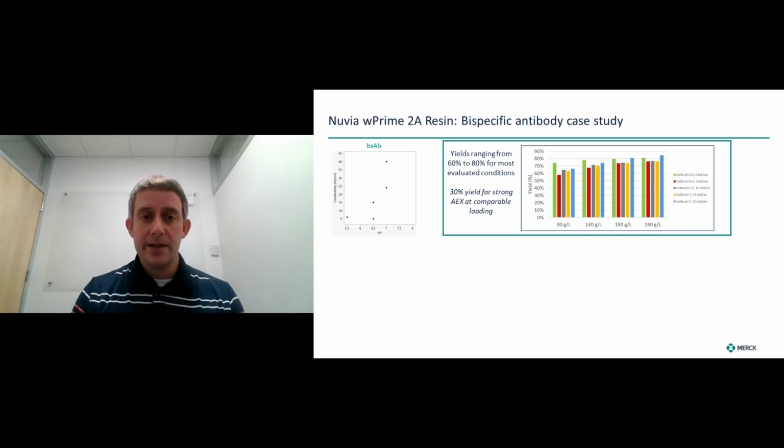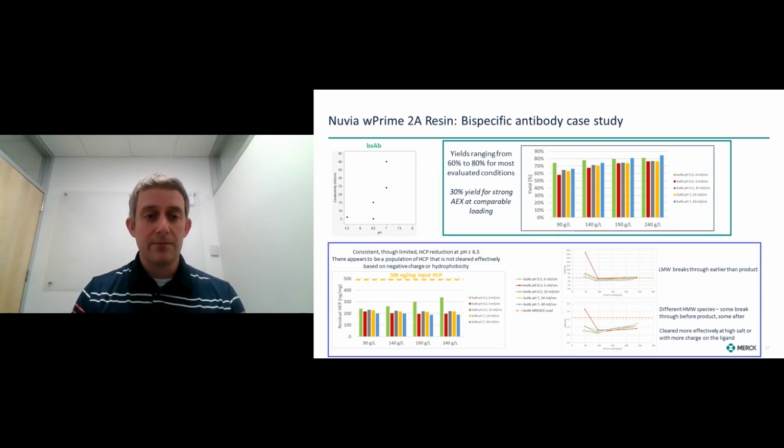So the next case study is the bispecific antibody. Yield was down around 30% for strong anion exchanger at loading comparable to what we see here. And this has a little more product binding than we saw in the IgG1, but relatively high yields for these ranges screened here. So if we push loading up to around 200 grams per liter, we're getting an 80% yield.